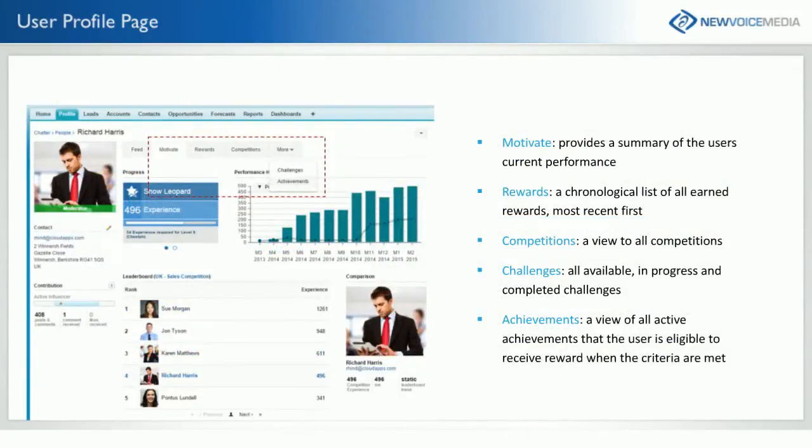I've got one or two slides, and then we'll be able to jump into the product itself. The user profile page has a wealth of information about where people stand in terms of their performance against the overall set of objectives, what their current level is, where they may stand within a given competition that they're included in. So it's a good summary page where they can understand where they stand within the organization and against the different incentive programs that you have out there.